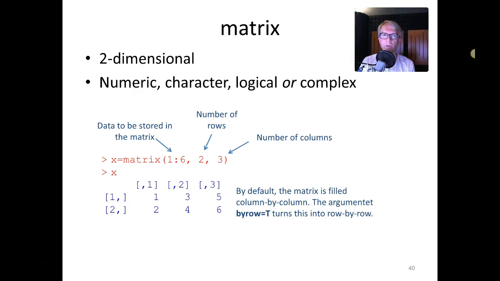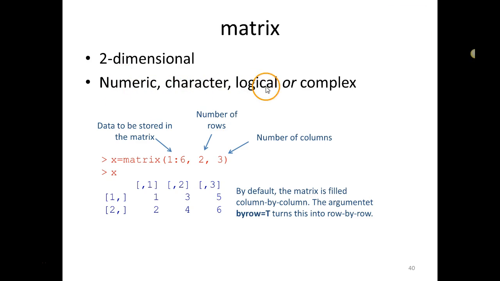The matrix is a two-dimensional data structure, and just like the vector, it can contain only one mode of data, for example, numeric, character, logical, or complex, but no mixture of these. And if you want to define a matrix, you use the command matrix. The first argument is the data that you want to store in the matrix, in this case numbers 1 to 6. This of course forms a vector containing numbers 1, 2, 3, 4, 5, and 6.